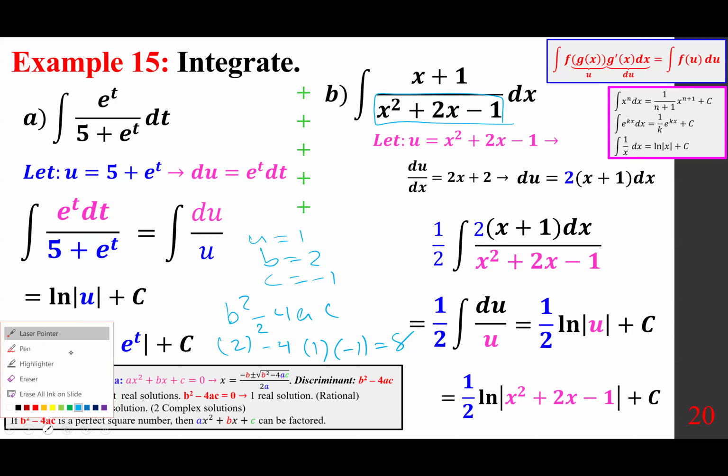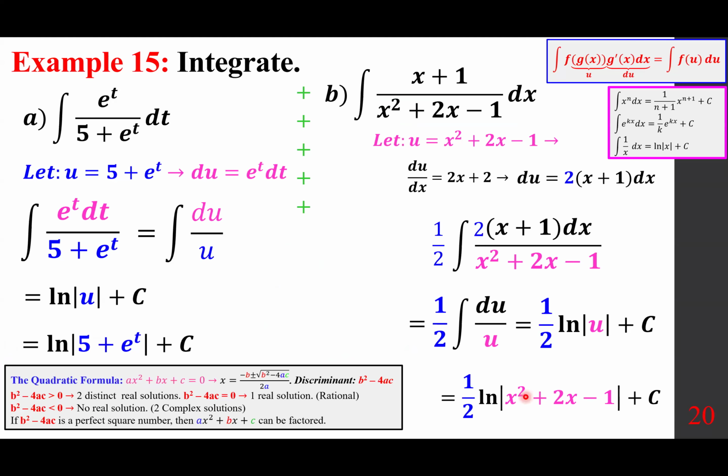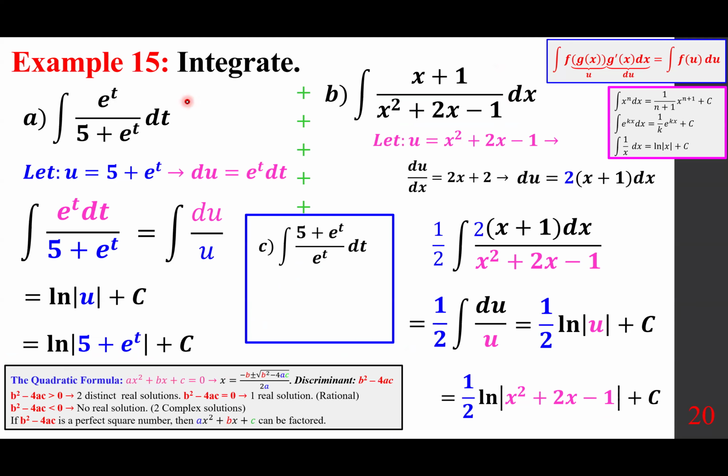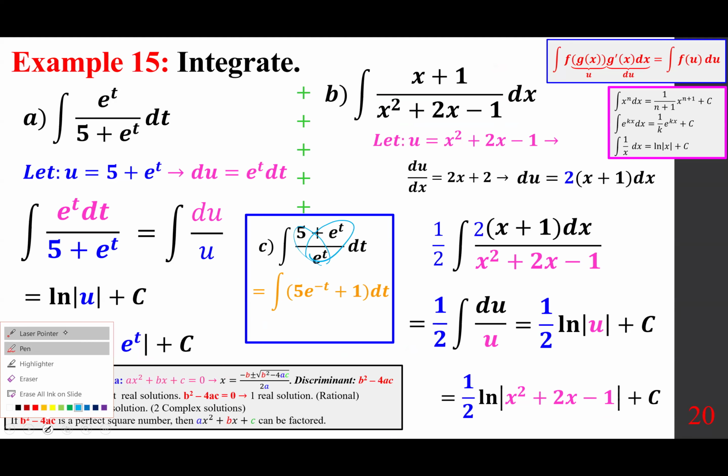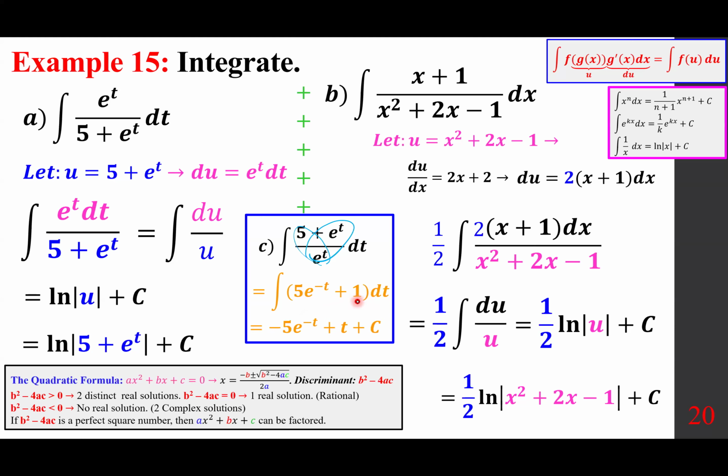Now, you have to keep the absolute value here. You could drop the absolute value and change it to parentheses because the expression is positive. That's up to you. If you have the reciprocal of this one, you have to do long division or synthetic division. If you have the reciprocal of this one, you make up two fractions. This one and this one. This, the integral is minus 5 e to the power of minus t. This is t and a constant, and you're done.